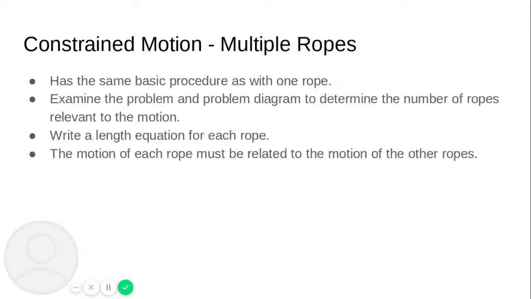With multiple ropes, it's pretty similar. All we have to do is examine the problem and the problem diagram to determine the number of ropes relevant to the motion, write a length equation for each rope, and the motion of each rope must be related to the motion of the other ropes. This will be possible to do with multiple ropes, unless, of course, those ropes aren't connected, in which case the systems are separate and don't affect each other.